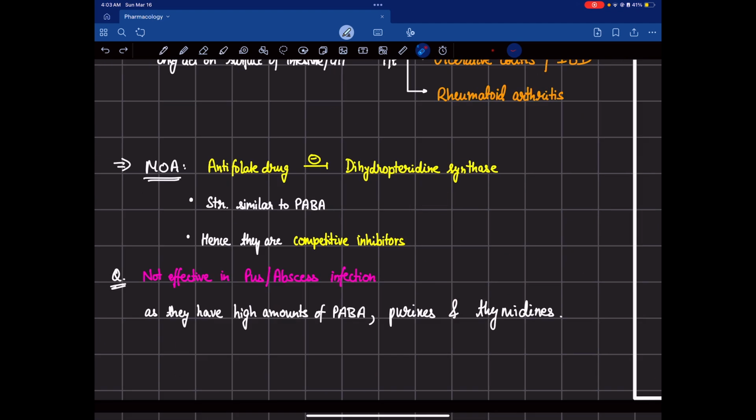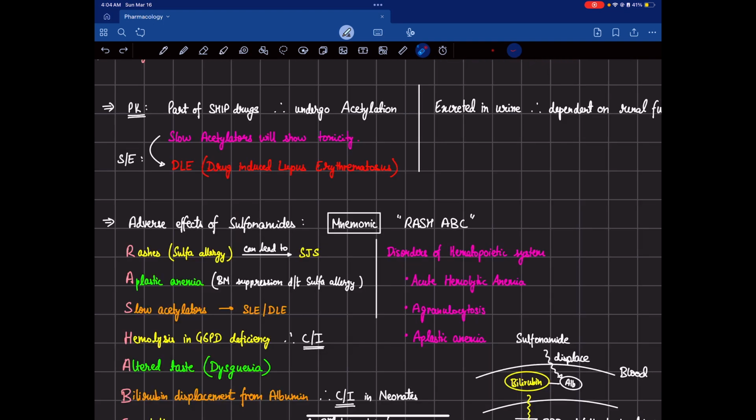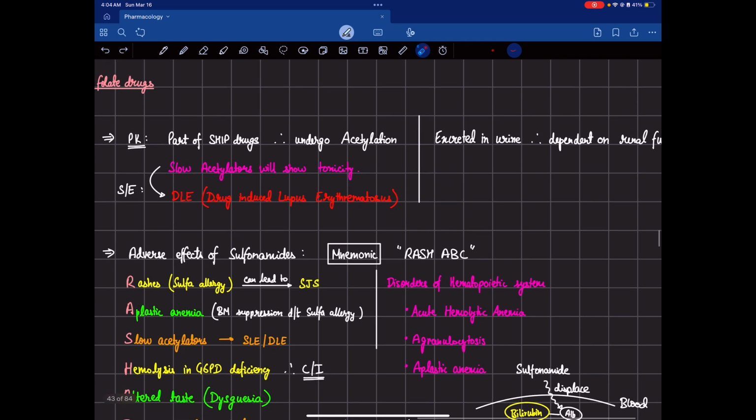The mechanism of action for most of these drugs is that they inhibit the dihydropteroate synthase enzyme, and the structure is similar to PABA. Hence, they are competitive inhibitors of PABA. We need to note, a very high yield point, that these drugs are not effective in pus or abscess infection because these have high amounts of PABA, purines, and thymidine, and therefore the competitive inhibition property is reduced.